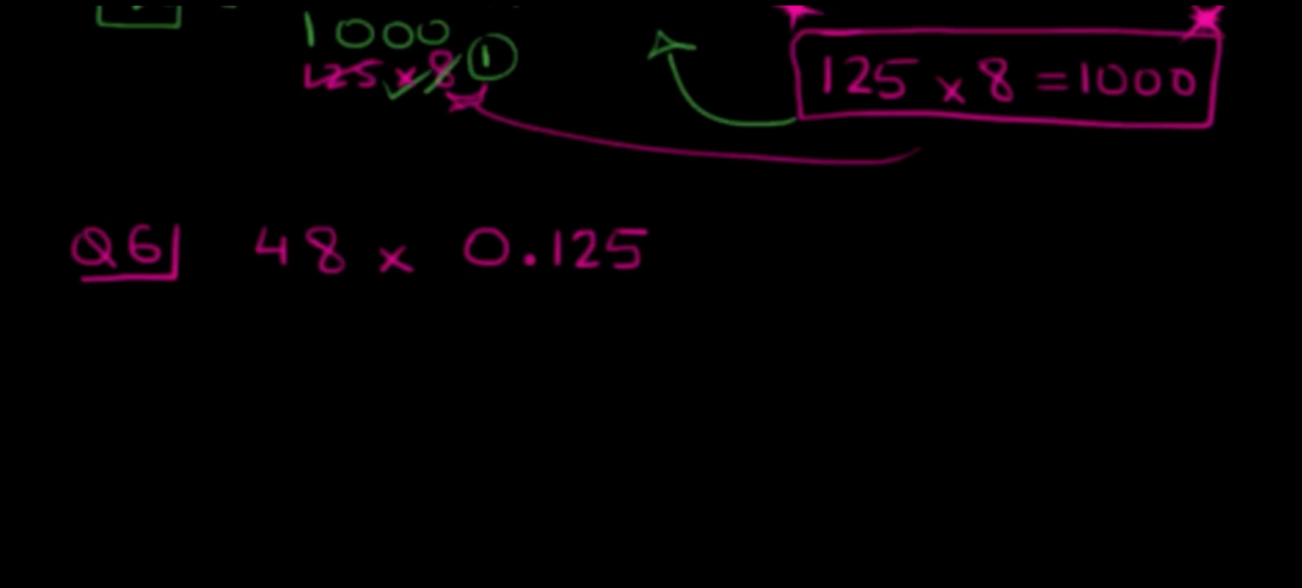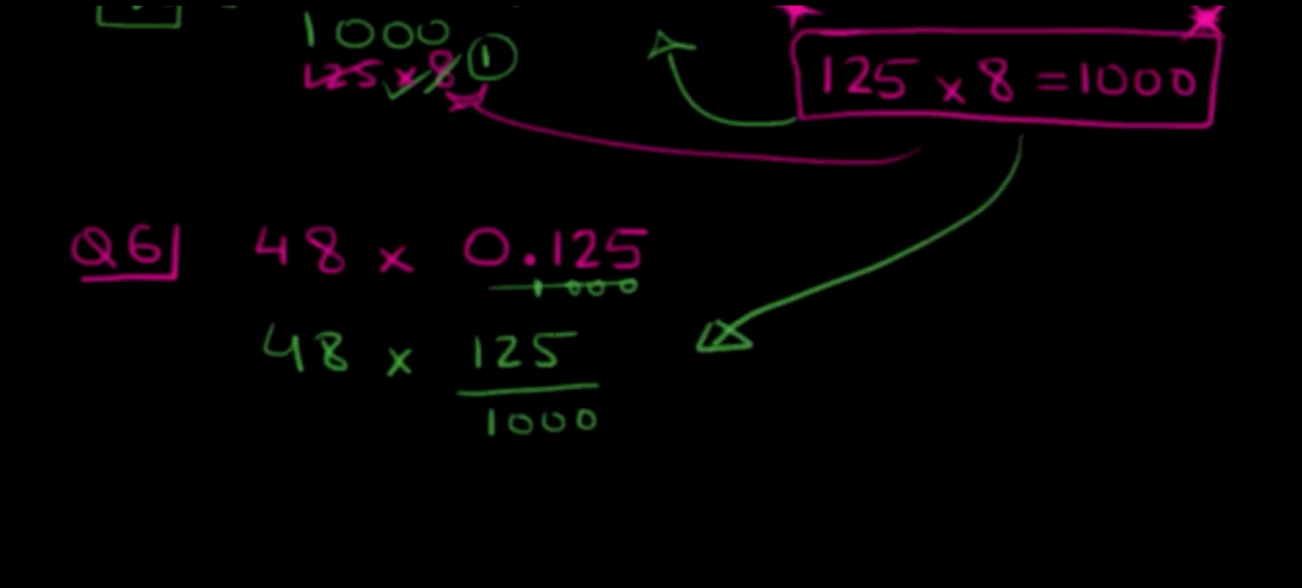What I would do instead is change 48 into a fraction, 125 over, how much? 1,000. So that's a 1000. And from here, we know that 125 times 1 is 125, and 125 times 8 is 1,000. 125 times 8 is 1,000, right? So I've got 1 over 8.